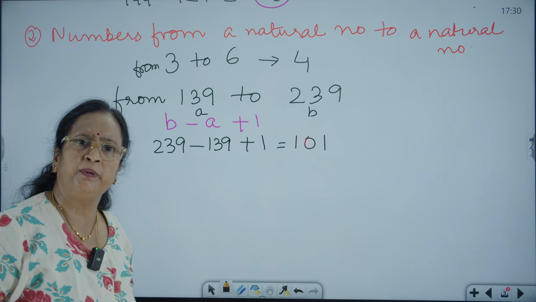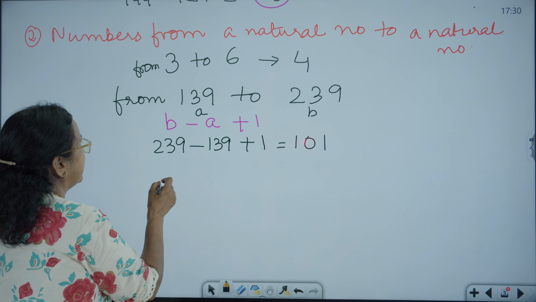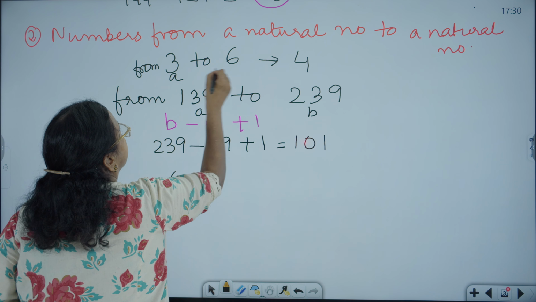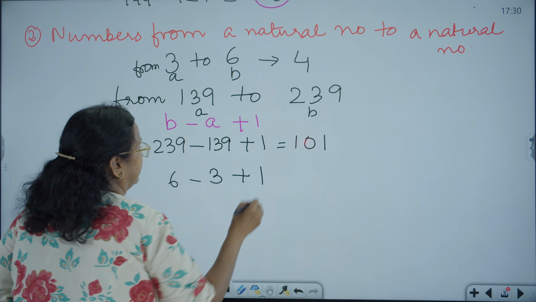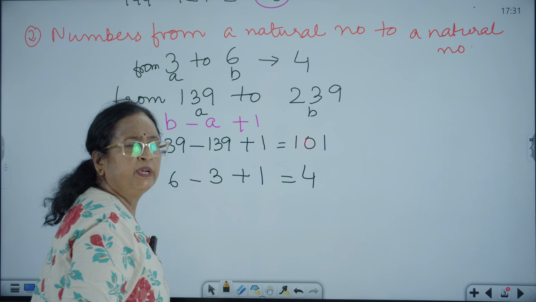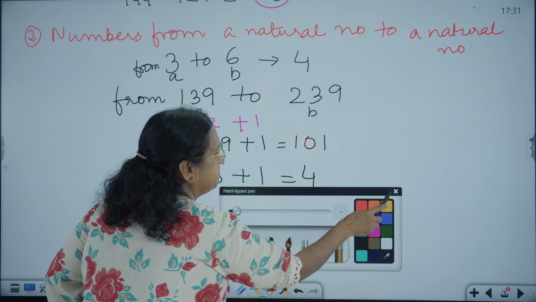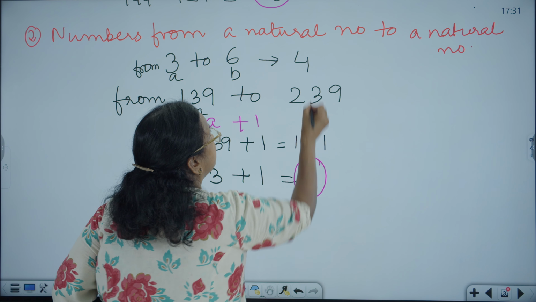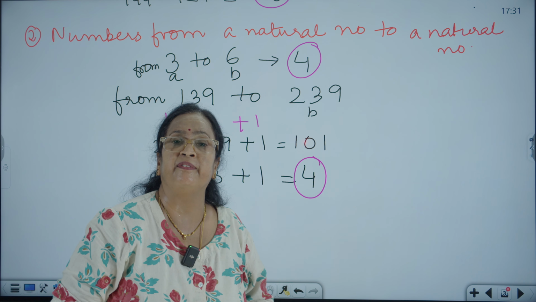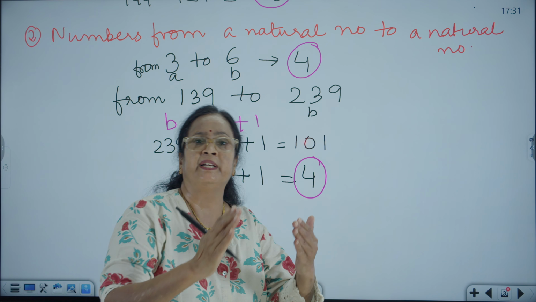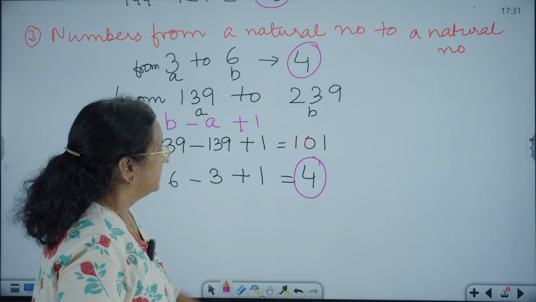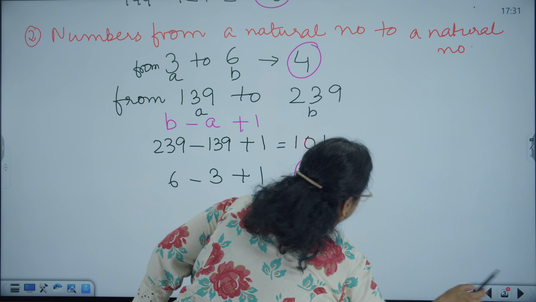Let us see the small numbers. Do we get the same answer with the formula? Now, b is 6, a is 3. 6 minus 3 is 3, plus 1, 4. Yes, we got the same answer, 4. So, this is the formula where you can find how many numbers there are from a natural number to a natural number.